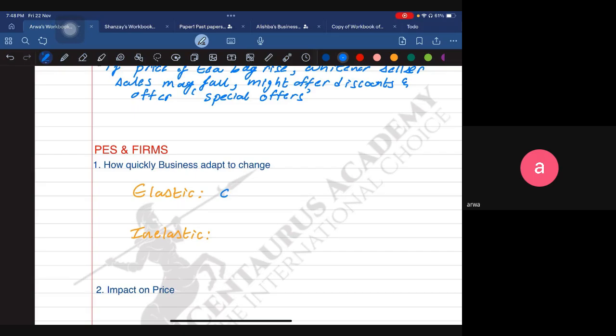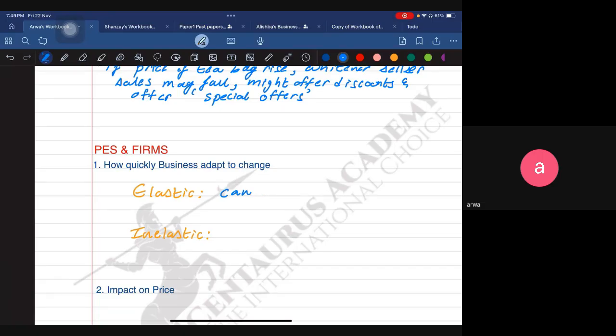Why are you increasing the prices? You're not going to talk about any boom or a situation like that. It's just that if your product has an elastic supply, how quickly can you adapt to a change? By change, I mean the change in the demand. So if the demand increases, will you be able to quickly adjust to that? It will depend on your stock, how much inventory you have.